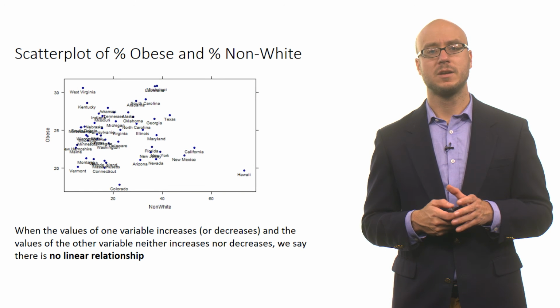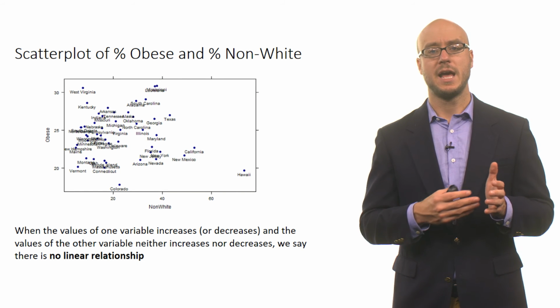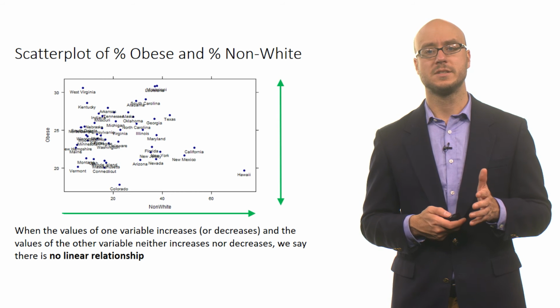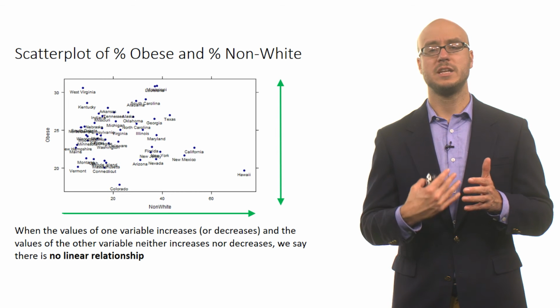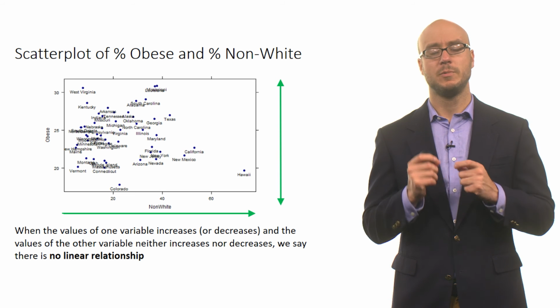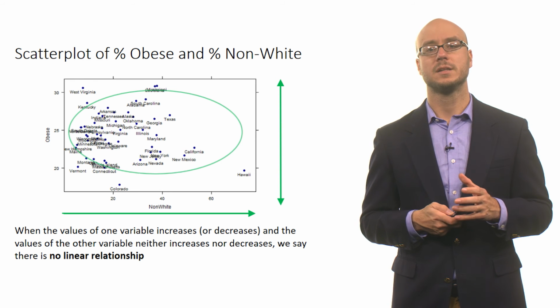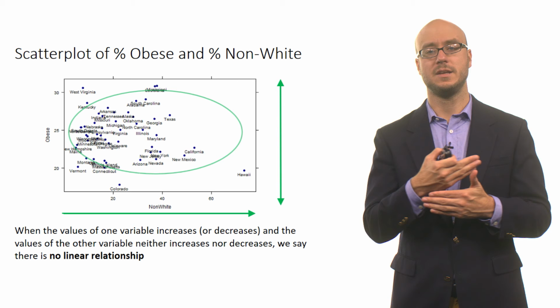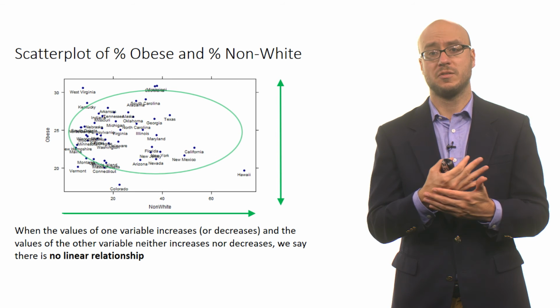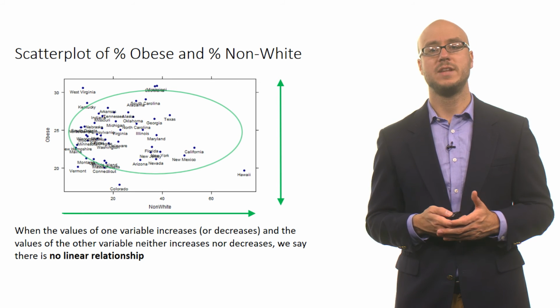This kind of pattern in the data, in which as the value of one variable increases and the other variable neither increases nor decreases, we can say that there's no apparent linear relationship. There's, in a way, just no sort of pattern in the data. There's kind of a cloud of data.